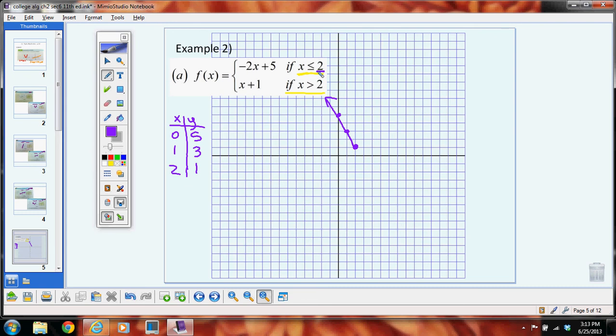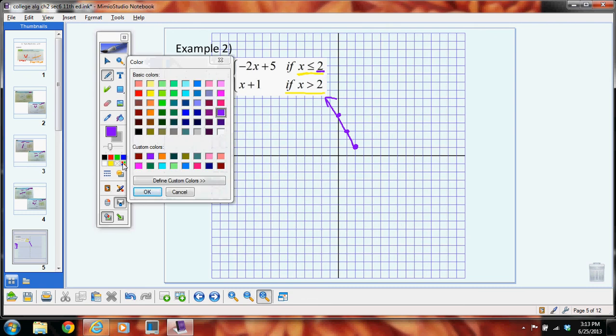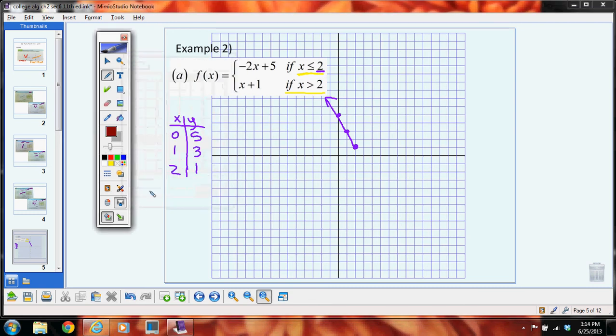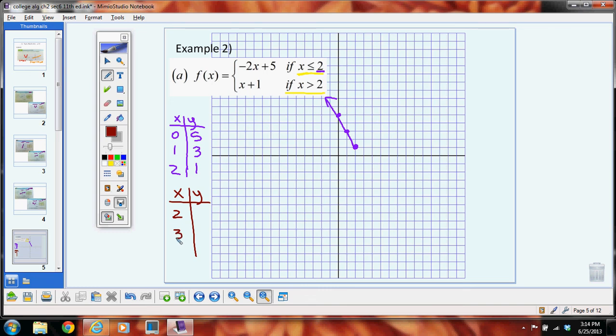Now let's do part B. Let's do that one in a different color. We'll do that one in red. So I'm going to do an XY chart, and I'm going to have 2 in my chart. It says x is greater than 2, but I need to include 2. You always include that number on the end. So I'm going to use the numbers 2, 3, and 4, because those are greater.